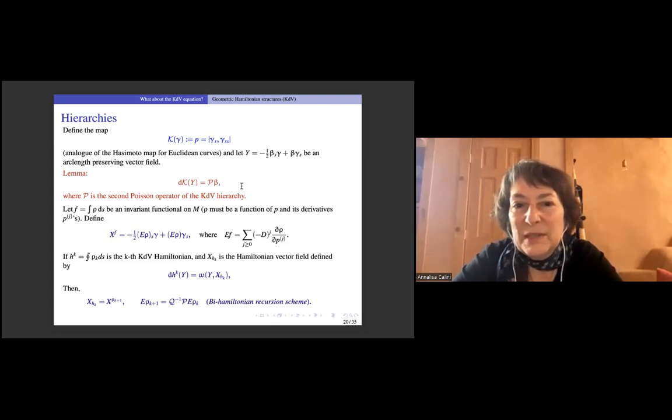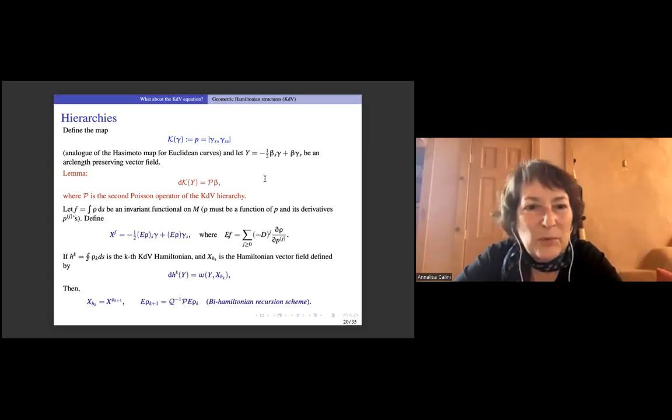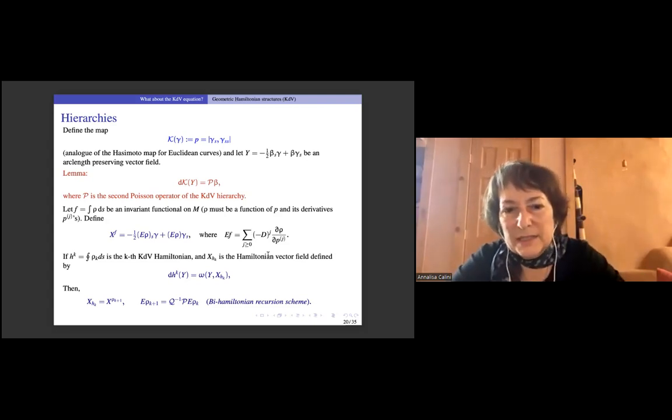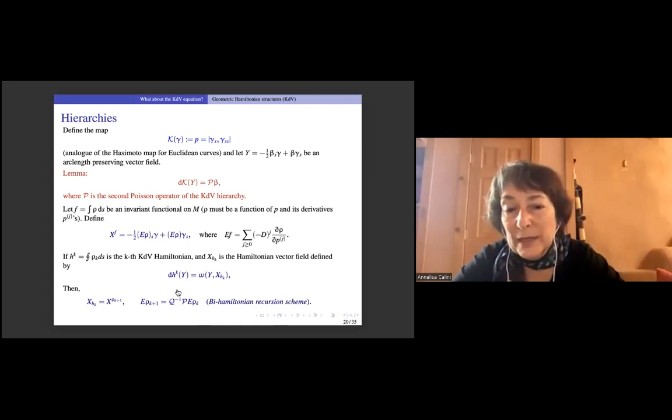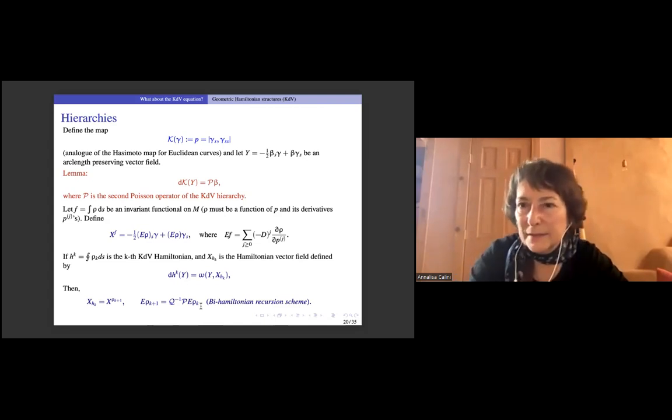So you can go from your gamma to the curvature P. You can compute its differential. You get a very clean expression in terms of the second Poisson operator of the KdV hierarchy. And let me skip this. This is just to tell you that you can construct a recursion formula. It's not as nice as for VFE. You don't get a recursion operator for vector fields that look geometric, but you do get a recursion scheme for densities, for the Hamiltonian density.